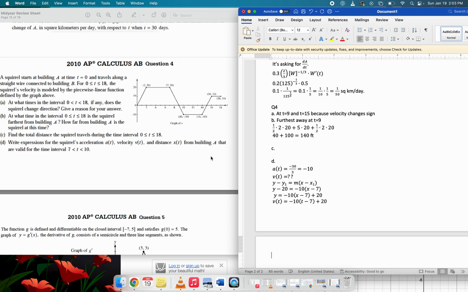Position x of t, that is going to be more annoying. You're going to need some kind of integral, basically. So yeah, there's a couple ways of doing it.